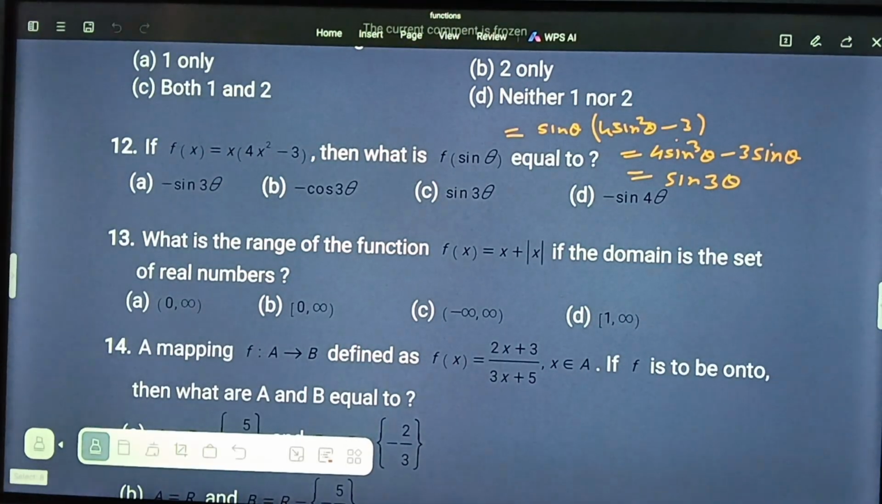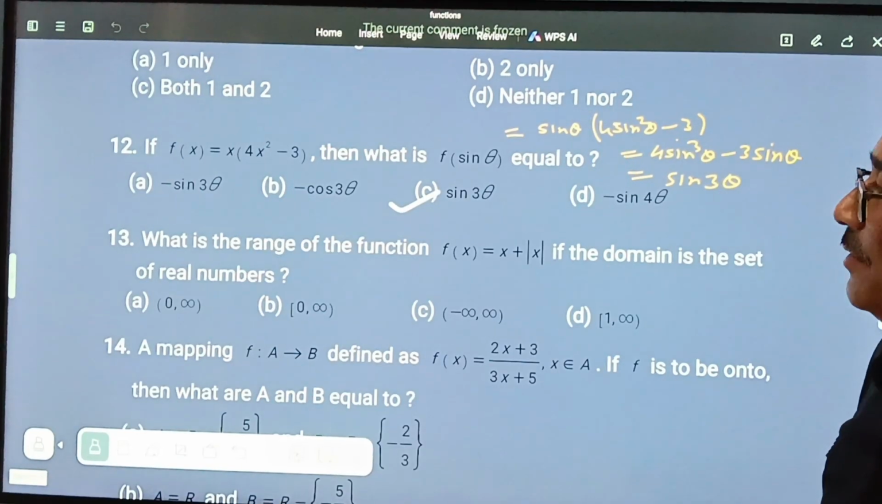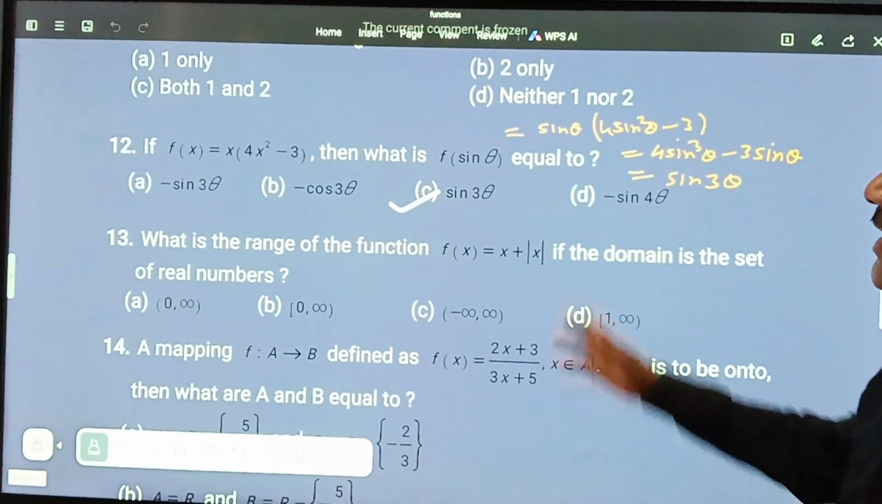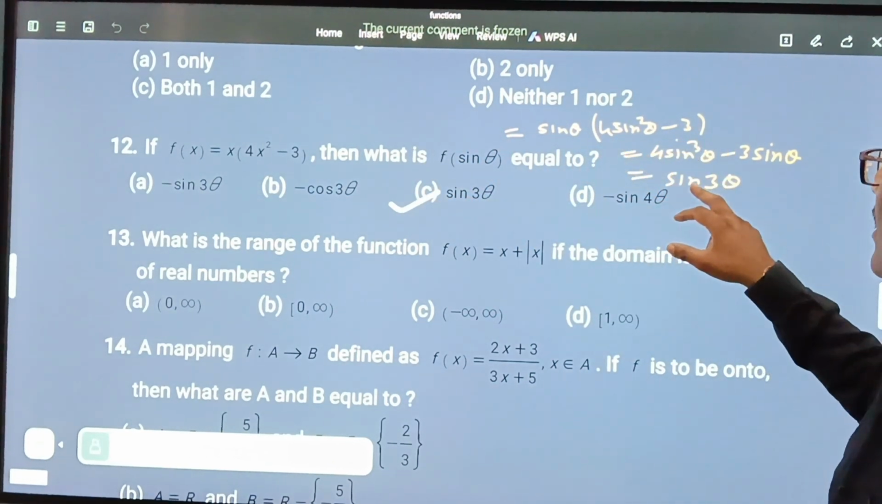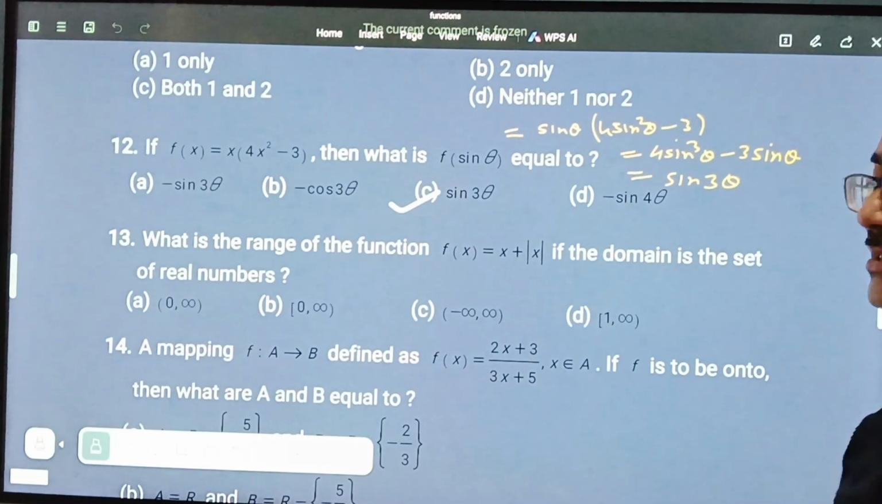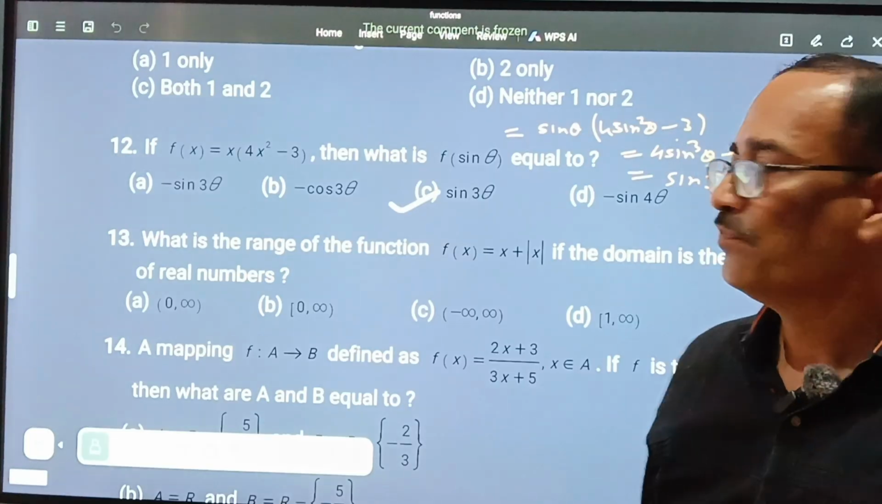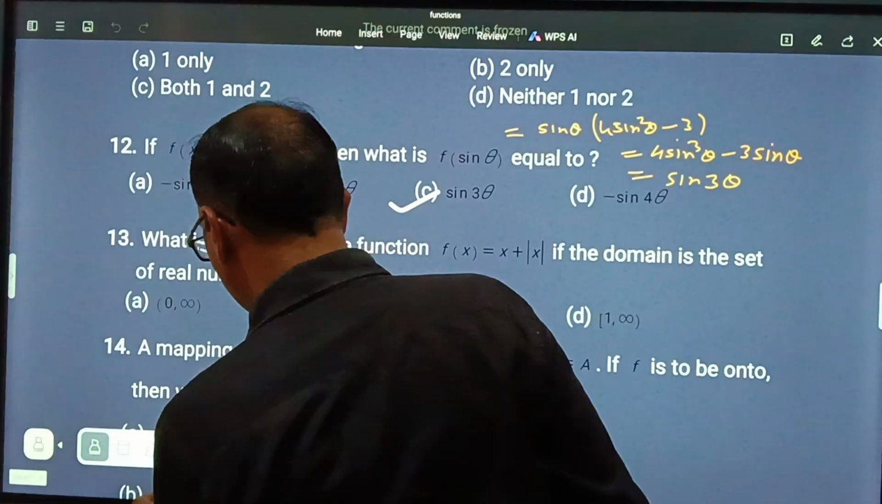This is the formula of sine 3 theta. Hence the correct option is what? Option C, sine 3 theta. Next question, this is very easy, because in trigonometry we learn that sine 3 theta is 4 sine cube theta minus 3 sine theta. So the correct option is option C. Now the next question is what?